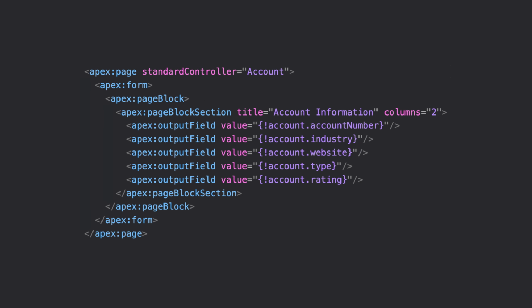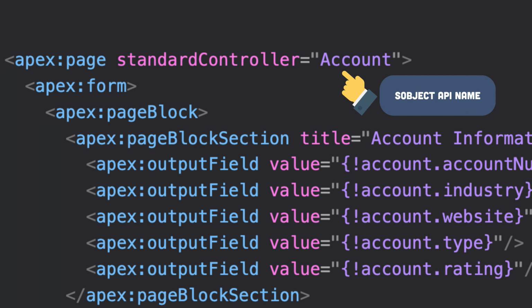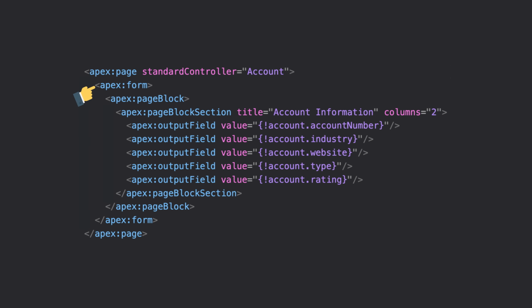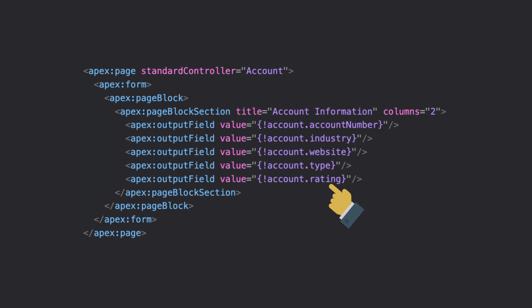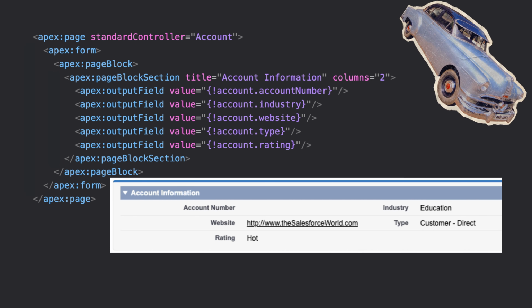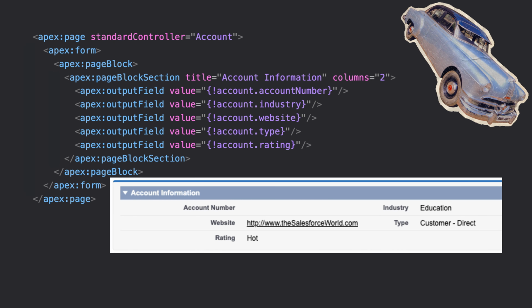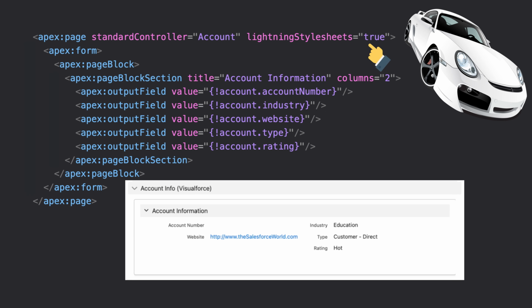Let's look at another example. Here we have a Visualforce page that is using the standard controller for the account S object. Within the page, we have a form that contains a page block and a page block section. This section uses the output field component and outputs account fields using the dot notation. This by default generates the UI for Salesforce Classic. To use this for Lightning, we use the Lightning style sheets attribute and set it to true.